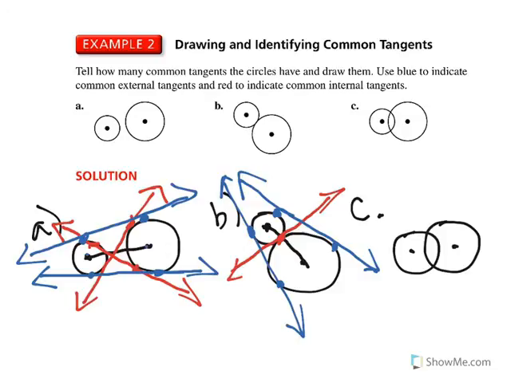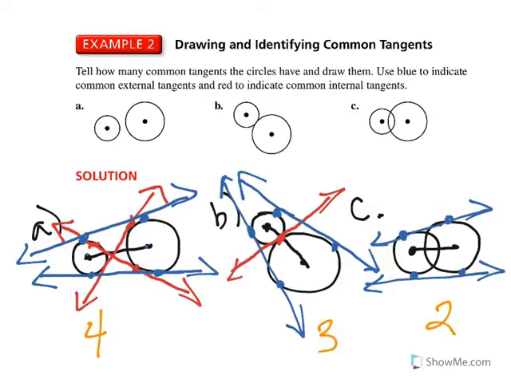And then the last one, you start the same way. You connect your two centers. Now there's no way for me to draw a red line because it would end up crossing the two circles twice. So the only way you can draw tangent lines on these is if you have them on the outside, like so. So if you look at A, there were 4 common tangents, B had 3 common tangents, and C only had 2 common tangents.